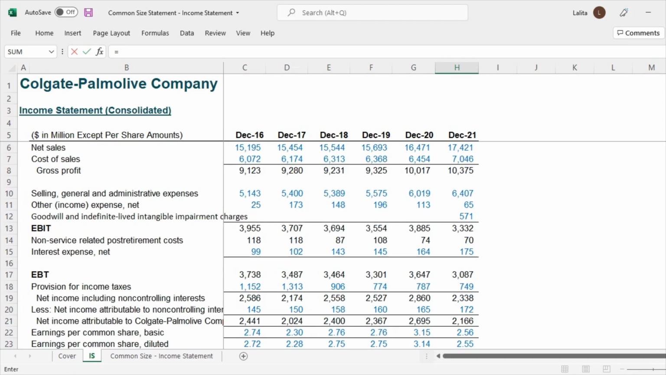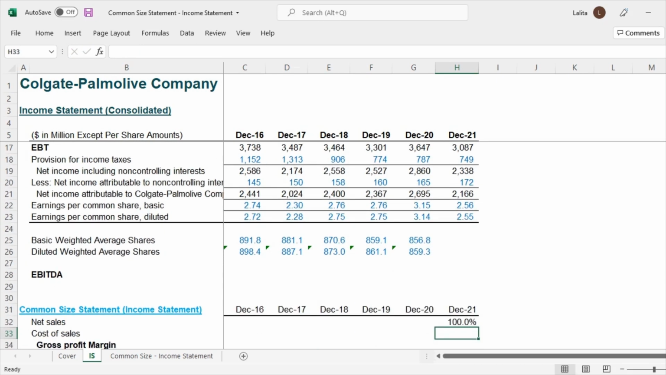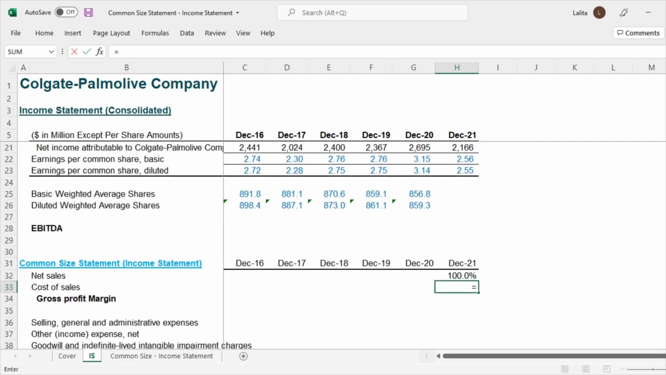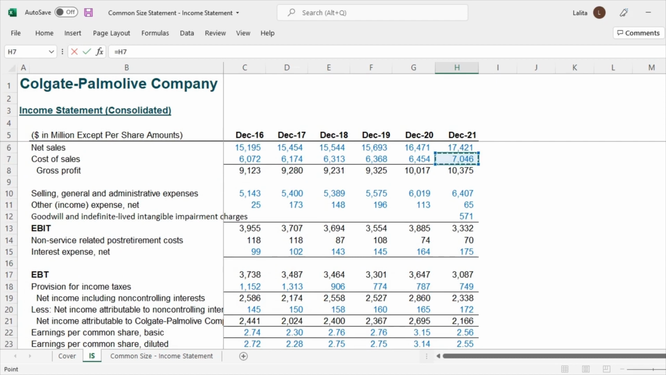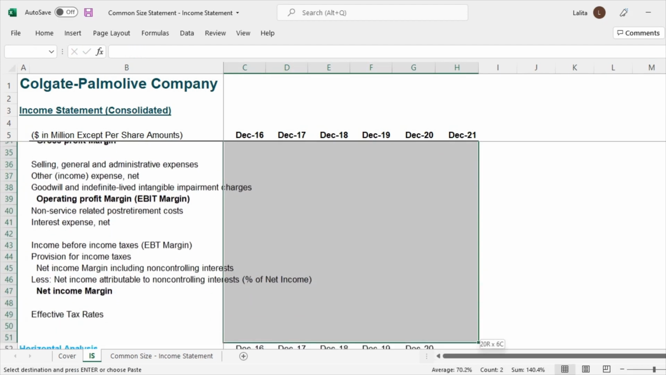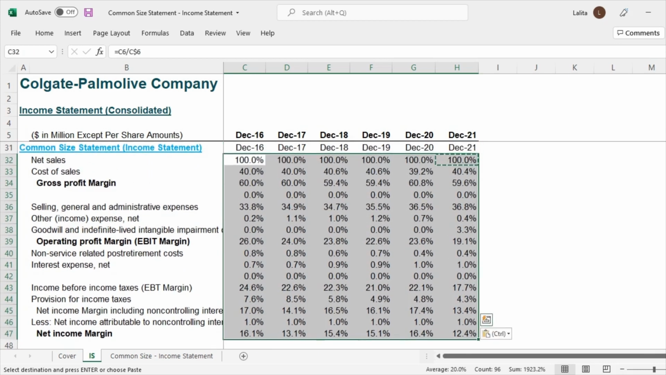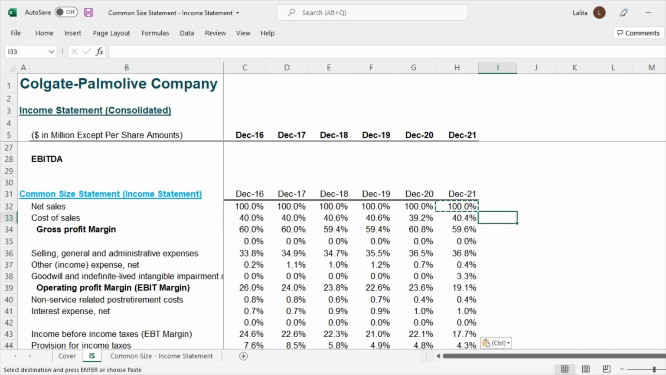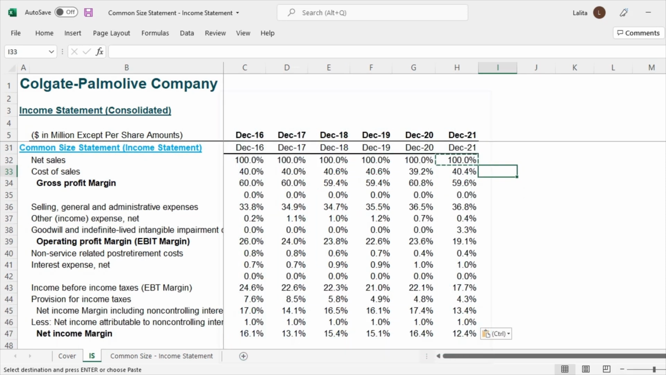So let's do that. I'm dividing each and every line item, 17,421 divided by 17,421. So this will give us 100%, right? What about cost of sales? This is 7046 divided by 17421. Okay, so what we get is 40.4%. So let me do one thing. Let me just finish this fairly quickly so that we can directly jump to the analysis part of it. Okay, so here we go. So here we have the common size income statement of Colgate. And let's see what interesting observations we can get from this.